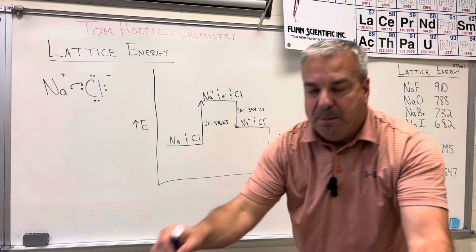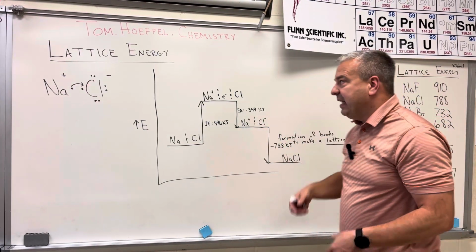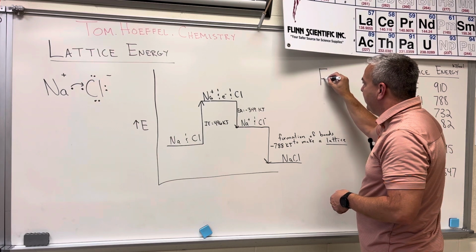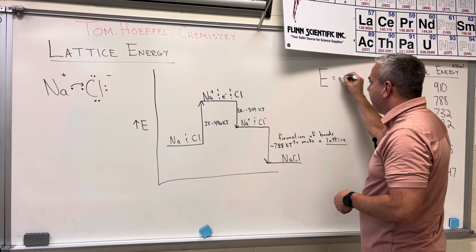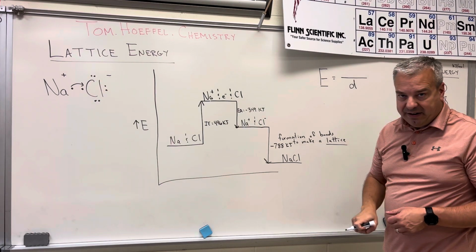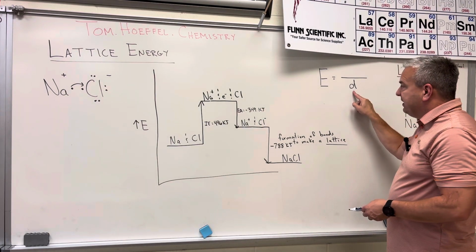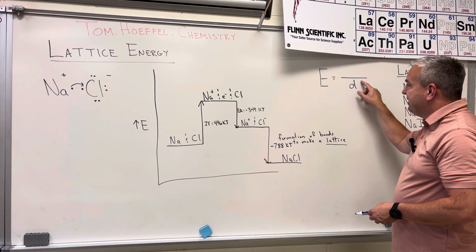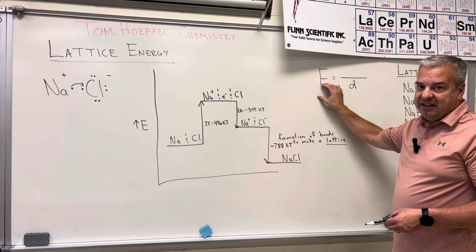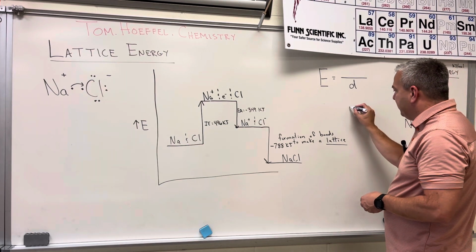So what we call bonding distance and lattice energy are inversely related. This is my lattice energy, and I'm going to put bonding distance as the denominator. As the bonding distance increases, lattice energy decreases. And I'm going to show you a couple of examples of this.